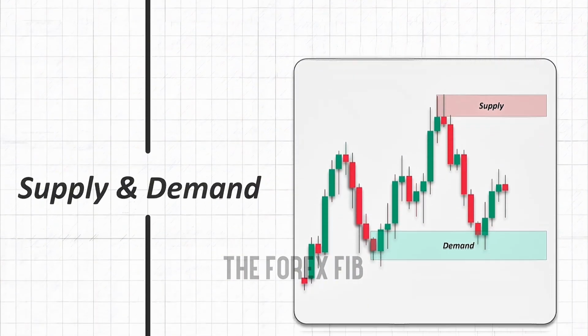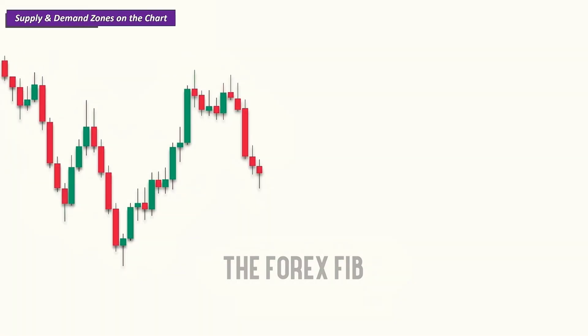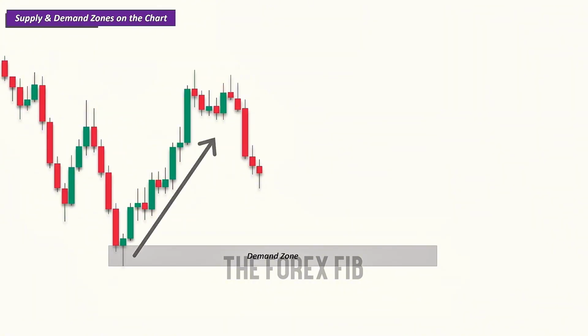Number 3, supply and demand. Now, what are the supply and demand zones on the chart? A demand zone is an area where buyers previously entered the market and pushed price higher. Similarly, a supply zone is an area where sellers have entered the market and pushed price lower. These zones are important because markets often remember where strong buying or selling occurred.